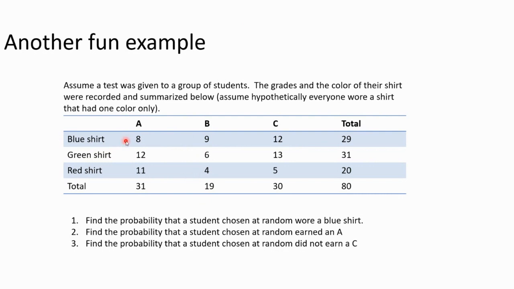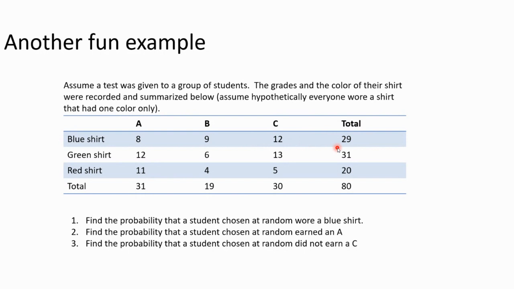Well, notice that with a blue shirt, how many kids wore a blue shirt? 8 of them got A's, 9 of them got B's, 12 of them got C's, right? That's 29 students. You can't get more than one grade on a test. So there are 29 students in the class that took the test that were wearing a blue shirt.